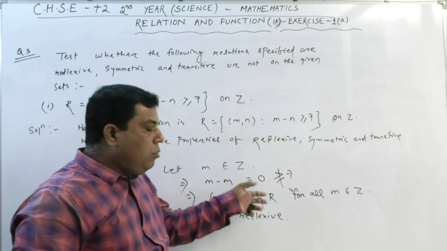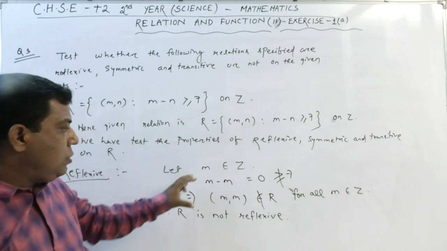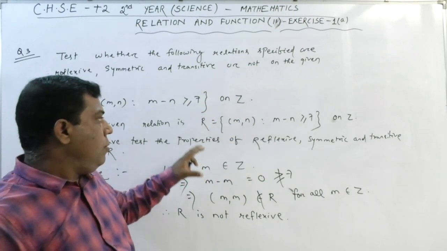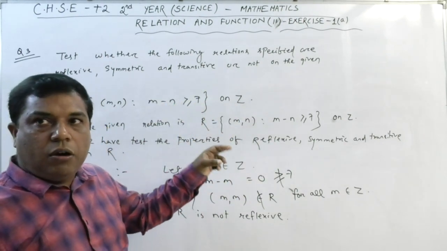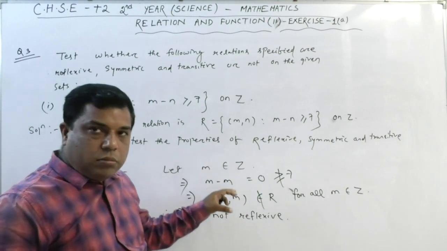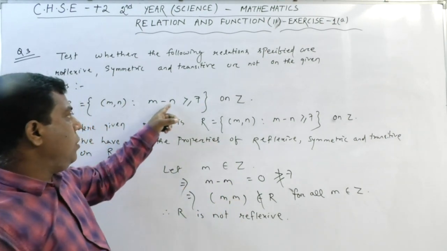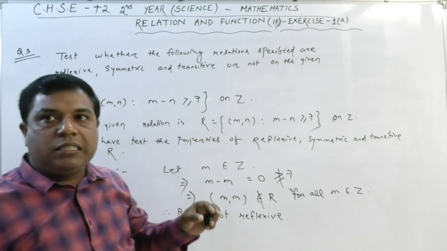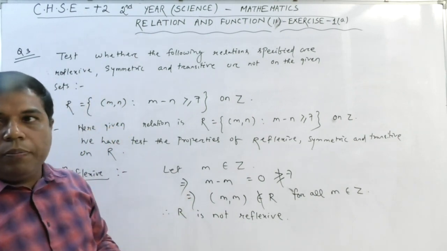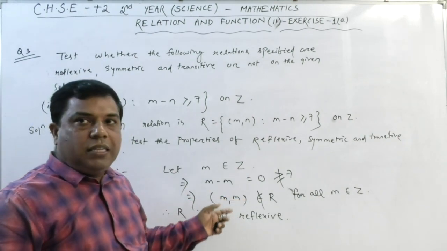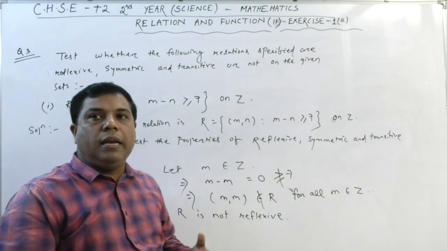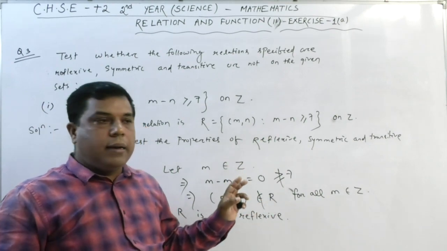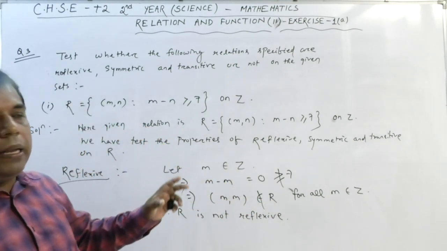In this way we proceed: we take an arbitrary element from the given set and apply the relation to it with itself, here m minus n with n equal to m. That is the meaning of reflexive. This type of pair does not form a relation with itself, so the ordered pair (m, m) does not belong to R. So this relation is not reflexive.